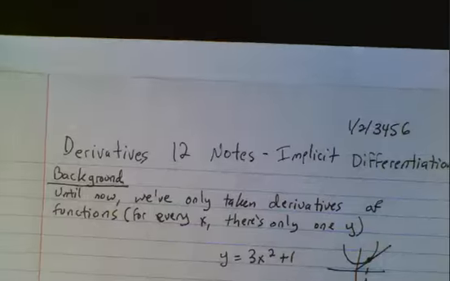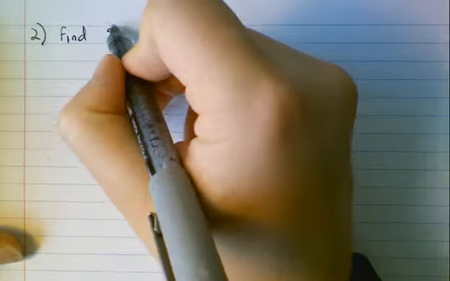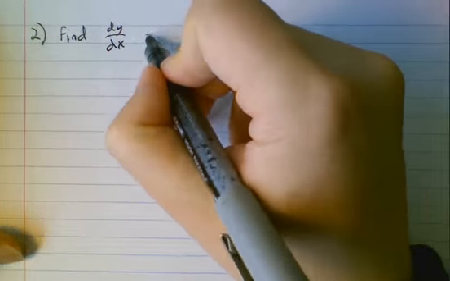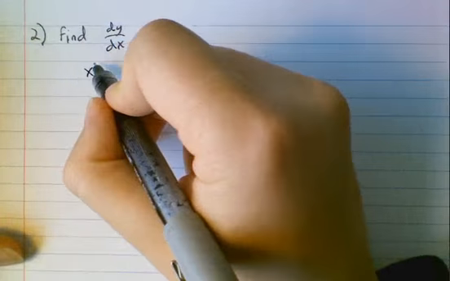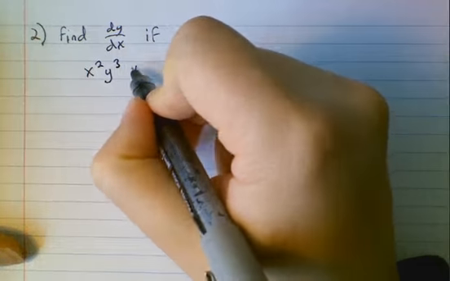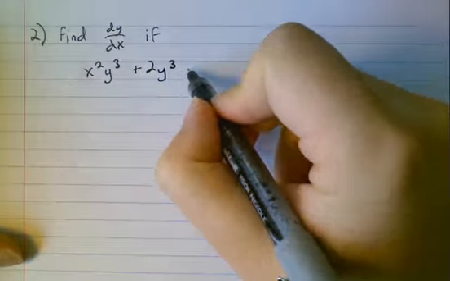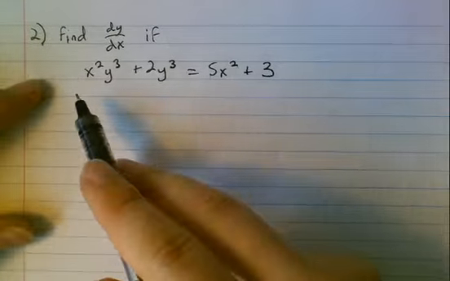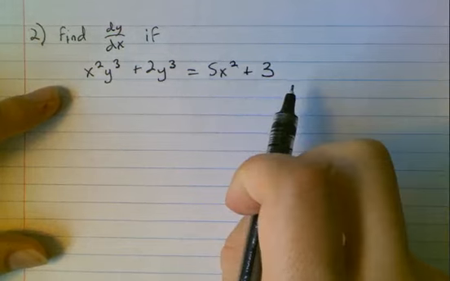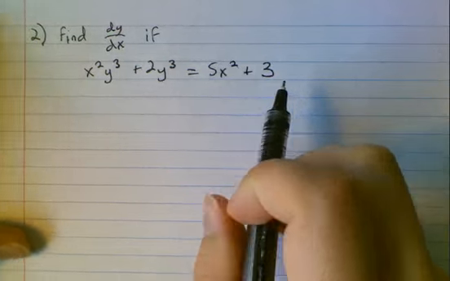So let's do some more examples. Let's find dy dx if x squared times y to the third plus 2y to the third equals 5x squared plus 3. Now, we see that y is not isolated, so we're just going to take the derivative of both sides.